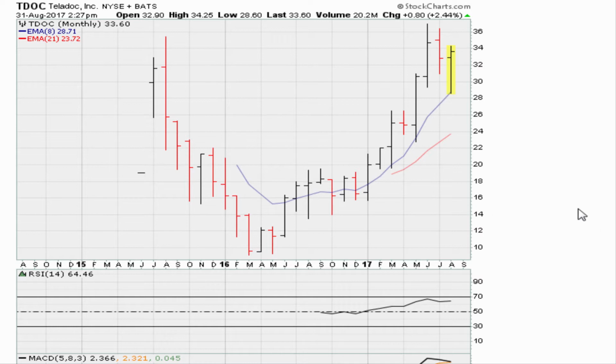So let's take a look at an example of a stock. It could be any stock. So normally what happens is when a stock is moving higher, at some point it's going to take a break, and our job is to find the next potential breakout entry level.